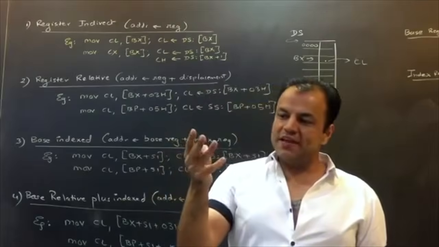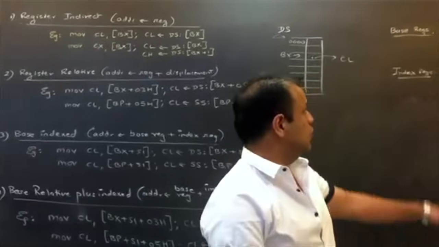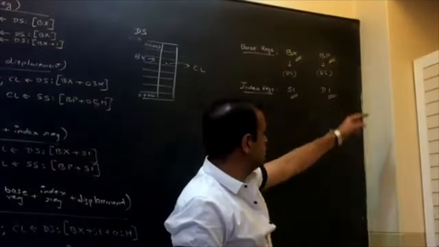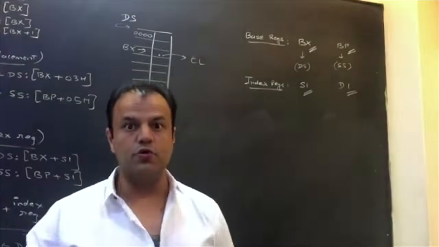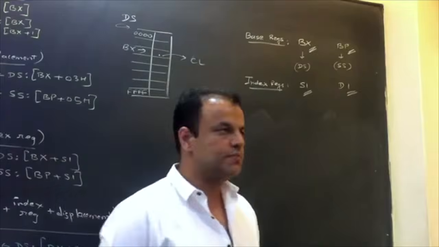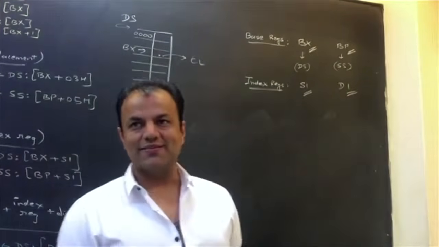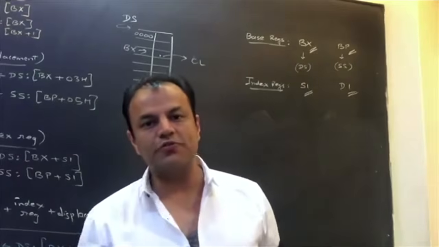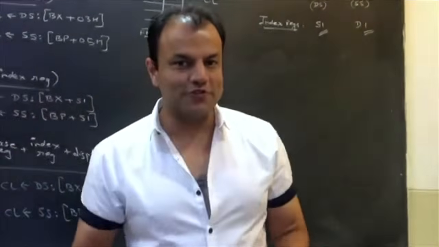Apart from AX, BX, CX, DX, there are offset registers which can be used. You can use BP, you can use SI, you can use DI. If you know the architecture, fine; if you don't, please go through the video or any book that teaches you the architecture. BX, SI and DI are also offset registers. As the name suggests, they are created for this very purpose, to be used as an offset address.